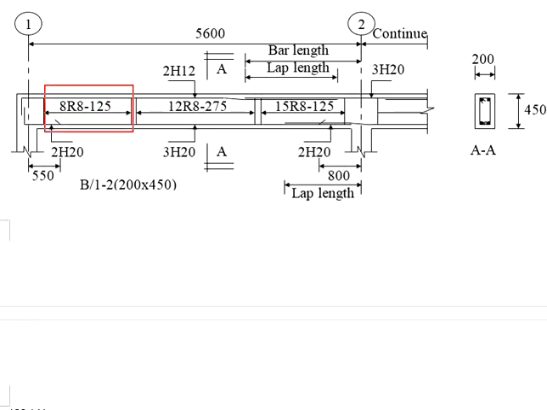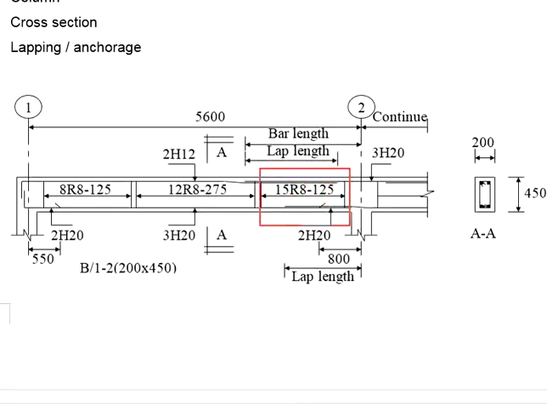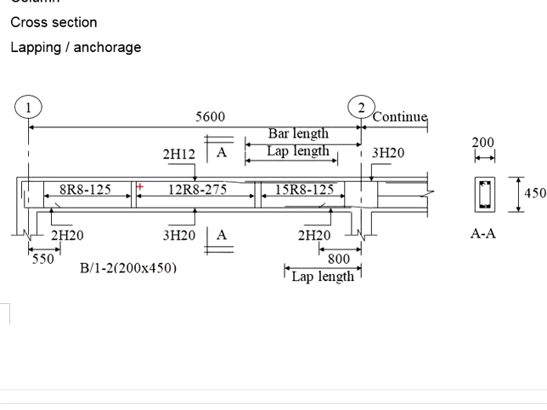This will have a distance of 0.874. As for this part, it will be 1.741 meter. The rest will be the minimum shear length. Once you know the locations where the respective shear length should end, now you will need to calculate the numbers of the shear lengths required.